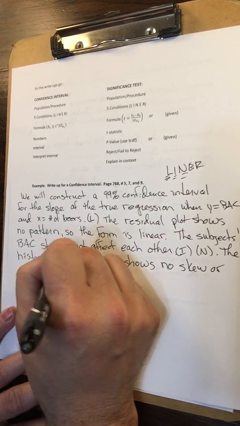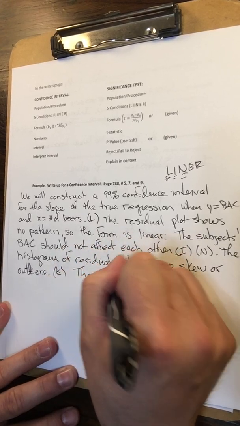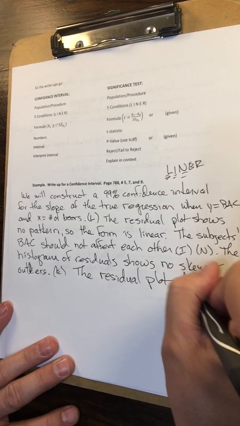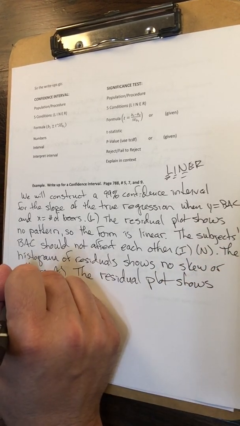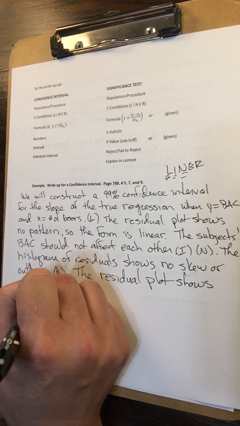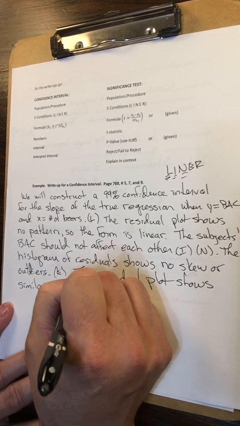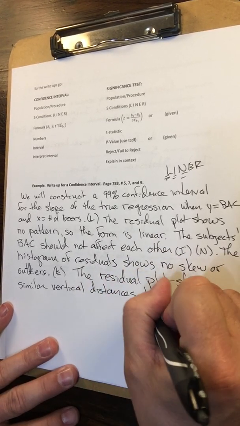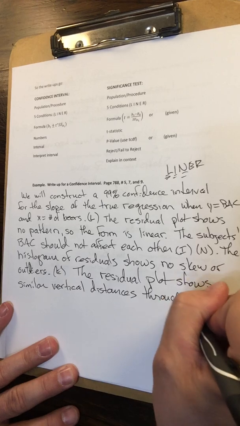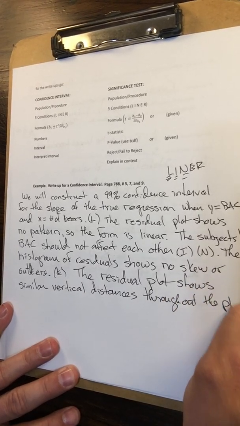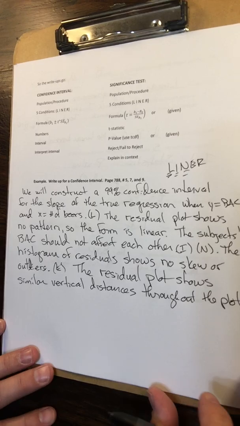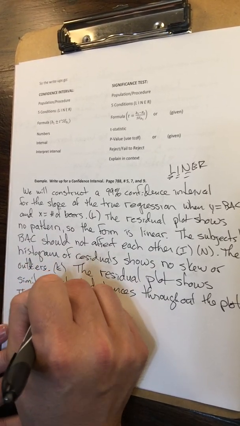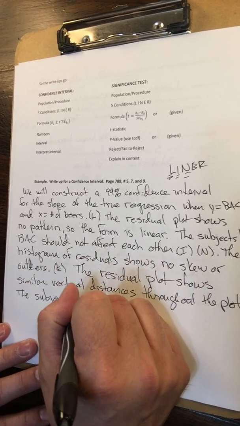Where are my equal variances? The residual plot shows similar vertical distances throughout the plot. So there's a similar scatter for the y variable throughout the plot, any way you want to write that. And then R, the subjects were randomly assigned numbers of beer.